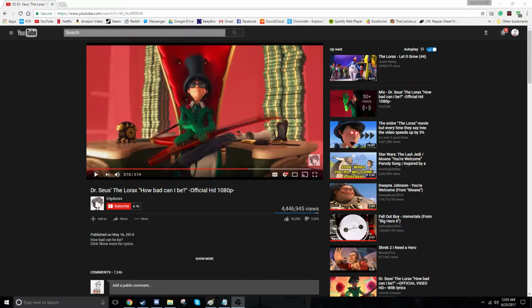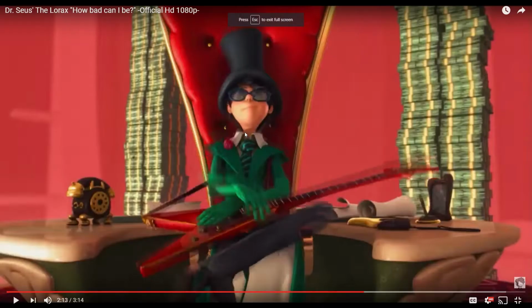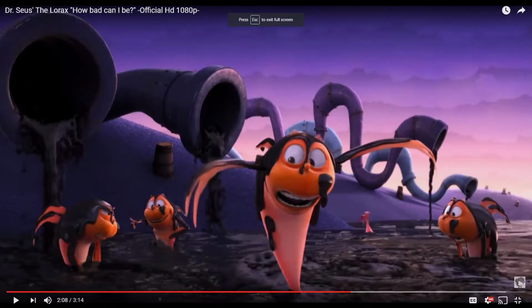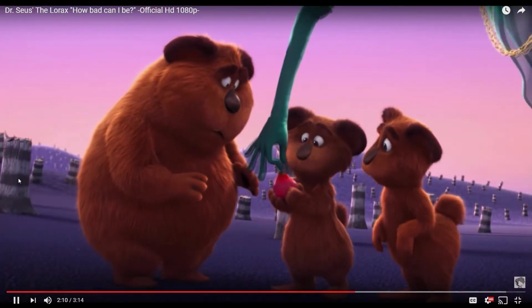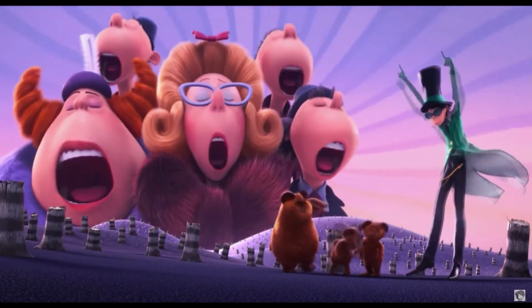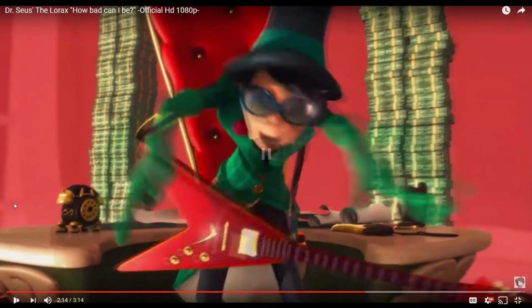Alright, so I have discovered what I believe to be an extreme glaring issue. As many of you may know, in The Lorax, in How Bad Can I Be, there is a scene where he shows him in his office, and there is, as you can see, a lot of US currency here. Now, I wanted to figure out just how unrealistic this is.